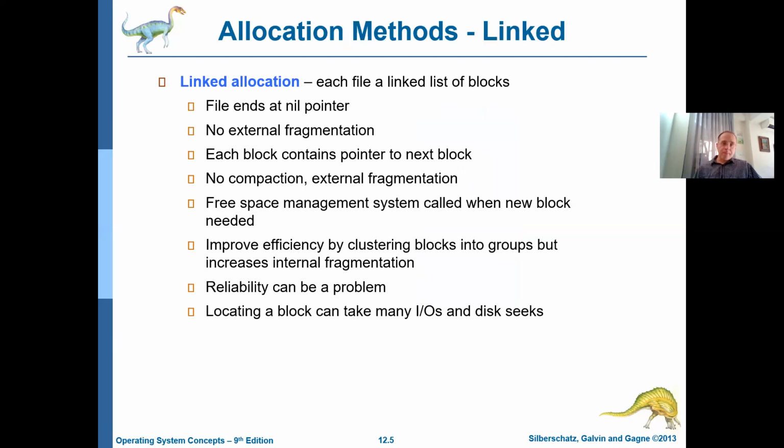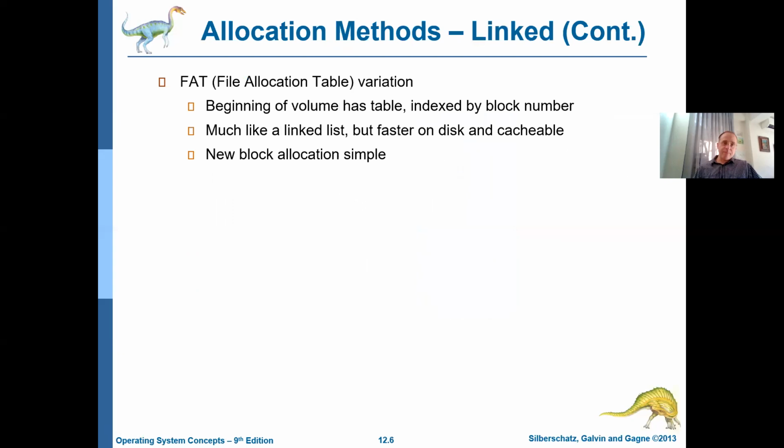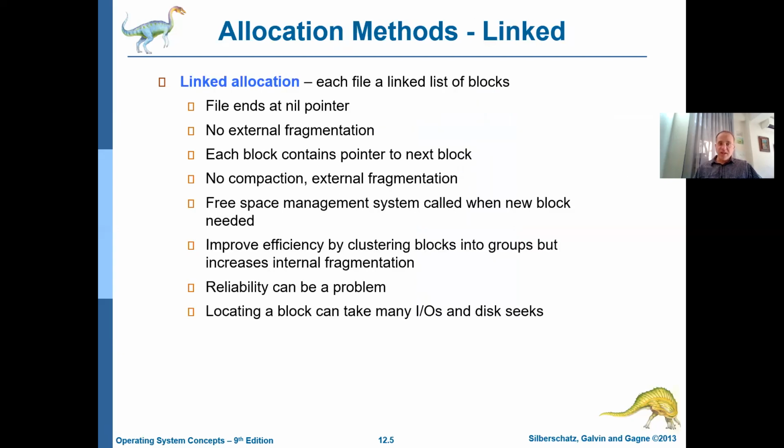There is a terrible problem with this. It says reliability can be a problem. And it also says locating a block can take many I/O and disk seeks, right? If I want the 5th block, I'm going to have to go hopping around to get there. So the clusters will help us, but of course the clusters will increase fragmentation. But even with clusters, I still have this problem of jumping around, whereas I didn't have it in contiguous. I could just jump immediately there because I just do the math. I know where it is.